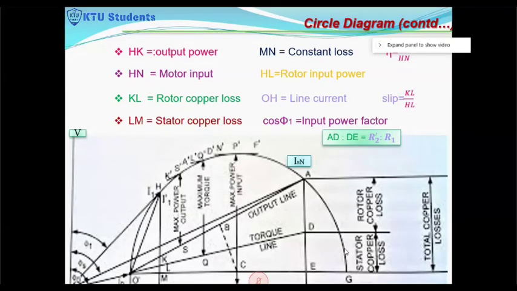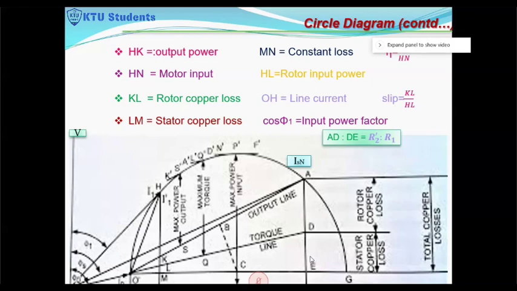At this point A, you can draw a vertical line. This vertical line will meet at two points: one at E, on the horizontal line drawn from O dash, and another at F, meeting the reference axis. A and E represent the total copper losses of the machine. This total copper loss has to be divided into two, that is the rotor copper loss and the stator copper loss.